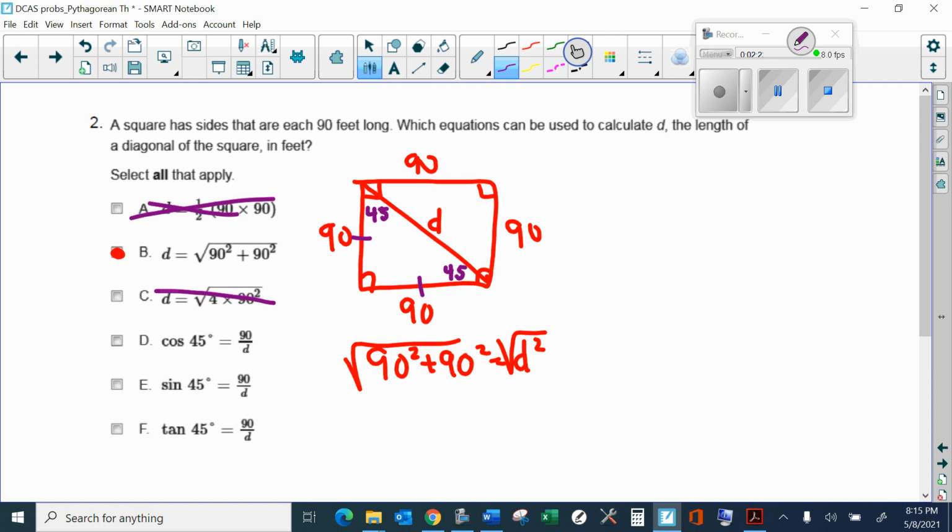All right, cosine of 45. The cosine of this 45 degrees right here is 90 over D. That's exactly what that says. The sine of 45 is 90 over D also. Okay, so that will also solve it. And what about the tangent? No, the tangent just gives me 90 divided by 90. There's no D involved at all. So these are my 3 answers that will solve for it right there.